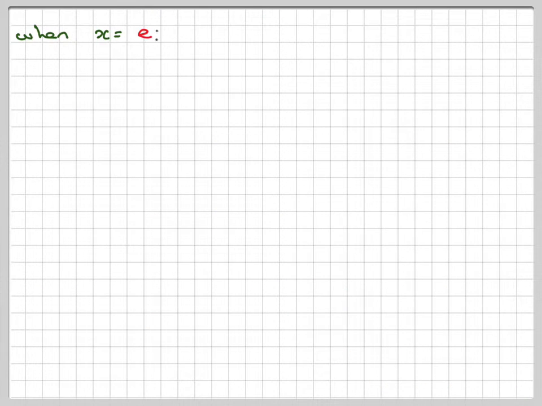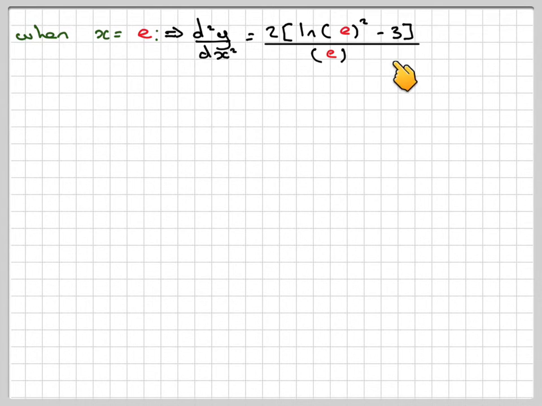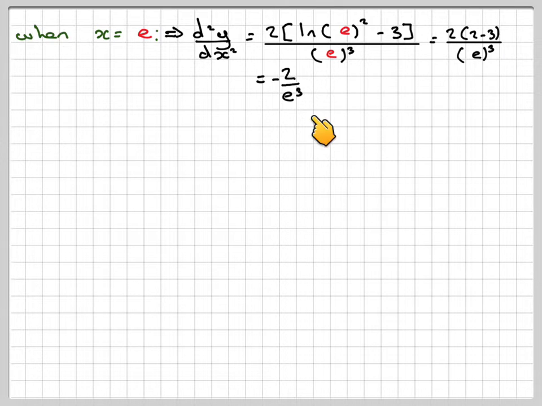And then when x is equal to e, we're going to get the second derivative is 2 times ln of e squared minus 3 over e cubed, which gives me, again, 2 times 2 minus 3 over e cubed, the same idea as before. This bit here will come out to be negative, so it will be minus 2 over e cubed. Now that means that this is a maximum point, because this is negative. Therefore, e is a maximum point.